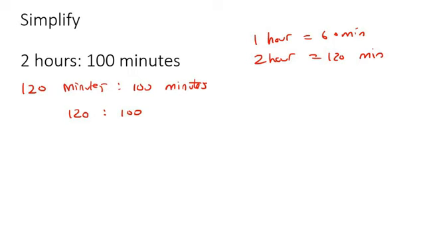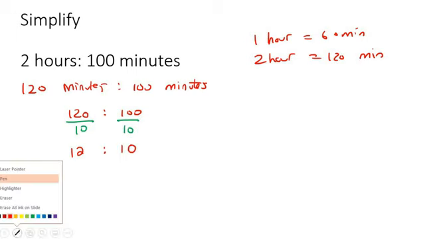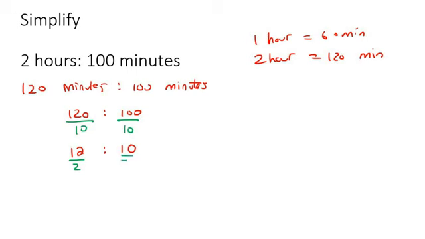Now, the number 10 can go into both. You could have even used the number 20, but the number 10 also works. You could have used 5. It doesn't really matter. You will get to the same answer at the end. So if you divide those two, you get 12. And then if you divide these two, you get 10. Now, the number 2 can go into both of these. And so that's going to give you 6 and 5. Okay? And now there's no number that can go into both of those. And so that would be the end.